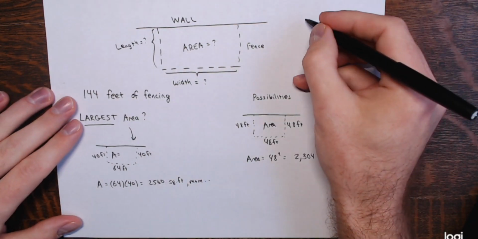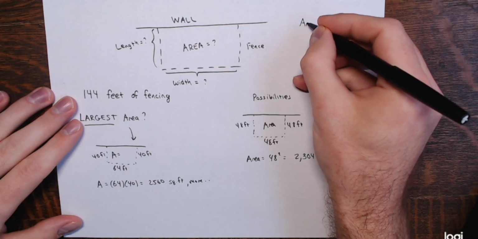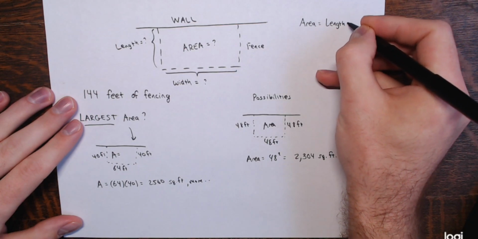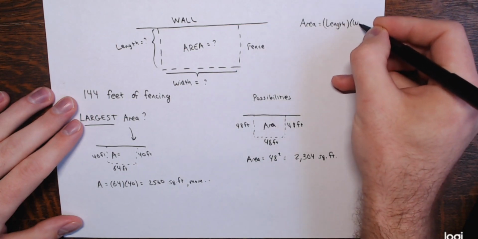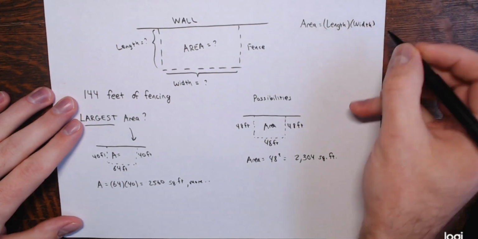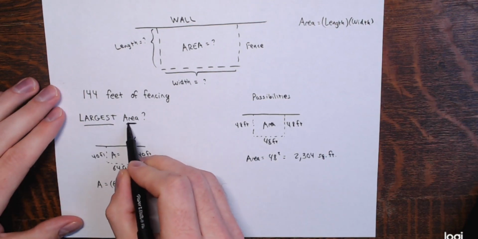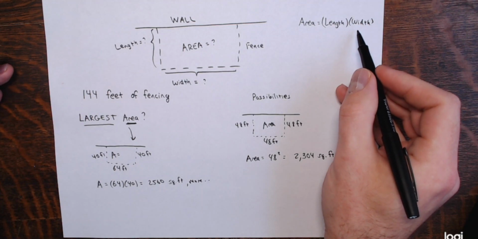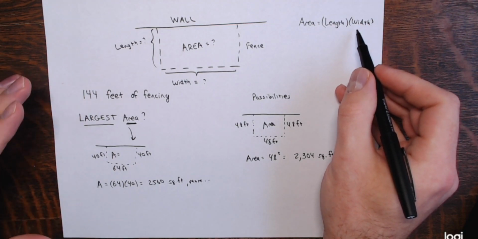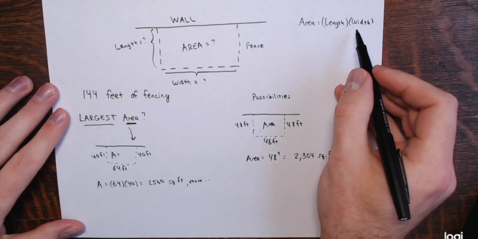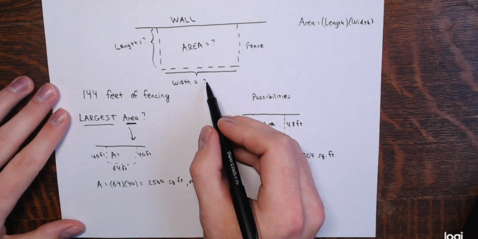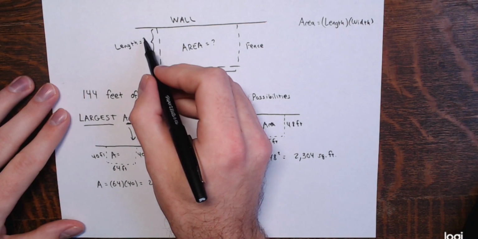But you got to remember something about a rectangle though, that area equals length times width. And we're going to keep that in mind. Because if we're asked to find the largest area, I'm going to want to have an equation for area. And then we'll find the largest value of it. Alright, so let's say I call the length x.